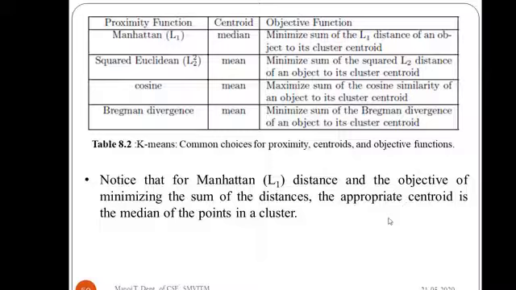Median means the midpoint of the set of points you are going to consider. If you are having an even number of points, then you take the median of those particular points, and if you are having an odd number of points, you can take the median. So it all depends upon how you are going to compute.